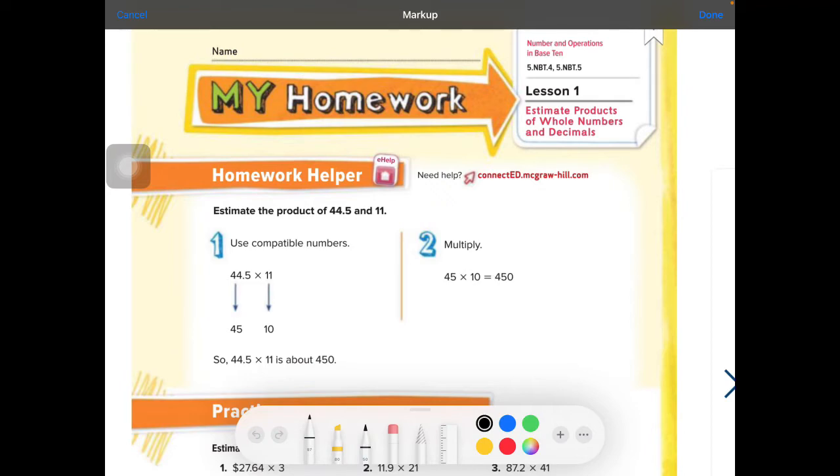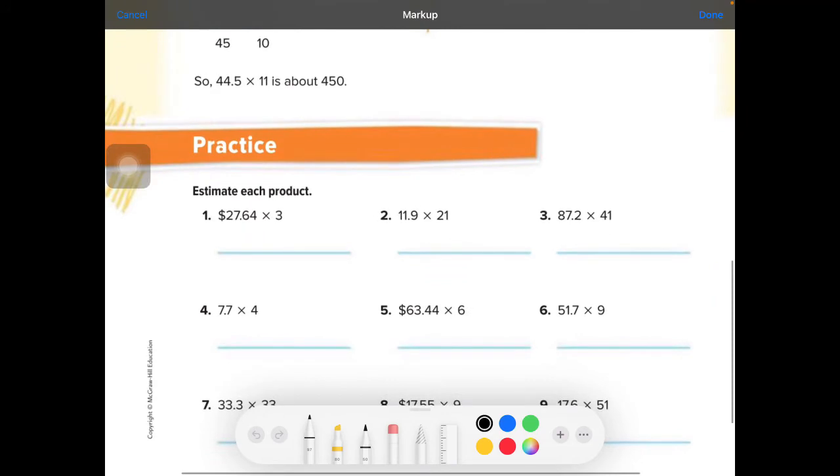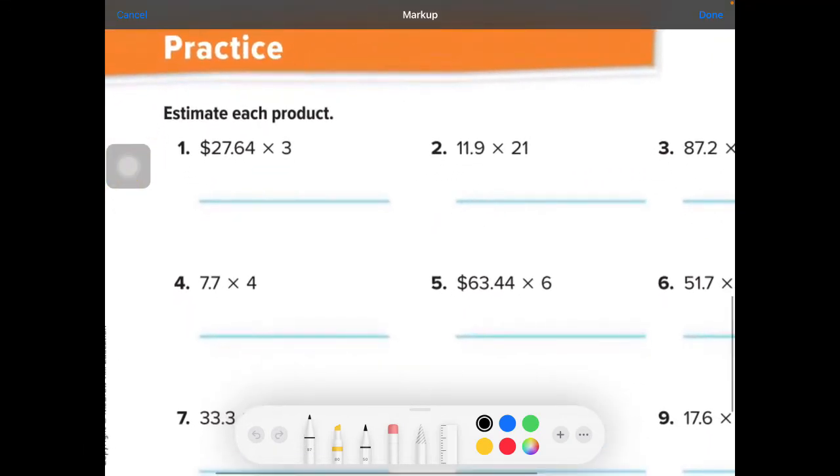All right, we are estimating or doing compatible numbers. Remember, whatever is going to be easiest to multiply in your head or to figure out the answer quickly without doing a whole bunch of work. Let's begin. Number 1, estimate each product.